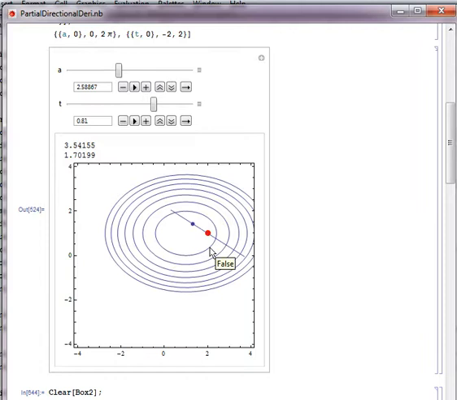By looking at this level curve, you have a little bit of an idea, as you move towards it, of how many different levels you're going through. That tells you the rate of change there.